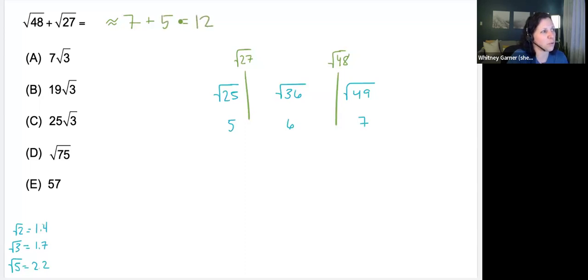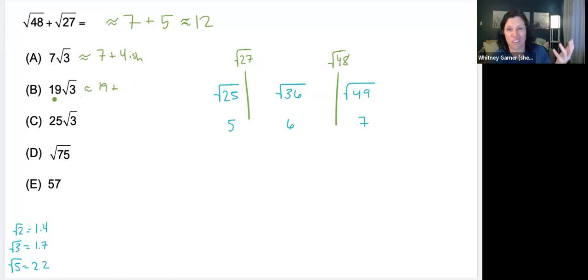So my answer is going to be pretty close to 12, because it's a little more than 5 and a little less than 7. Close enough. My answer is going to be about 12. If I know that the square root of 3 is 1.7, that's basically like increasing whatever it's multiplied by 50%, technically 70%, but it's like adding another half on top of what I started with. So if I take 7 and add a little more than half of 7, think 7 plus 4-ish. That feels pretty good.